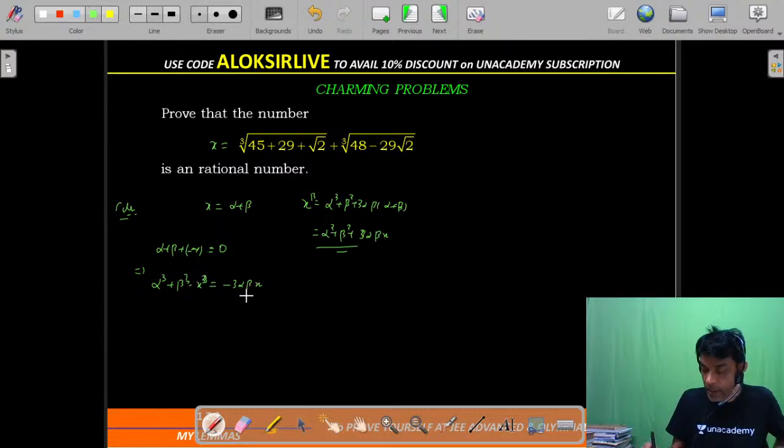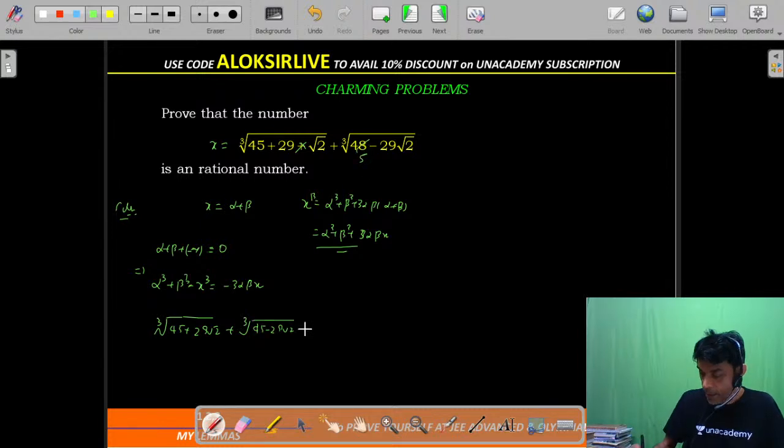Okay, so this is this. So alpha cubed plus beta cubed minus x cubed is negative of 3 alpha beta x. This I will always use. So using this one, I can write that this is x cubed. So this is cube root of 45 plus 29 root 2. This was a typo. Plus cube root of 45 minus 29 root 2 and minus x equals 0.